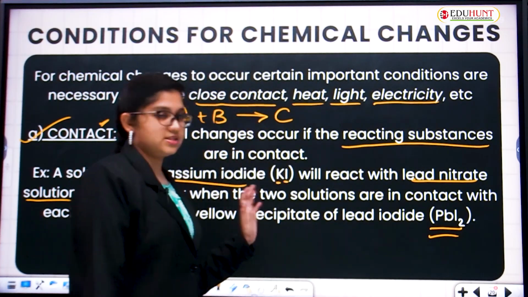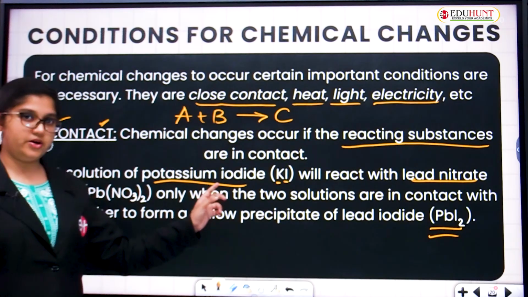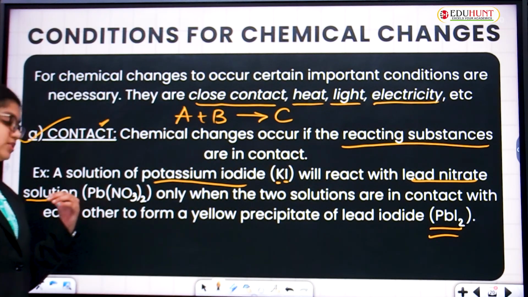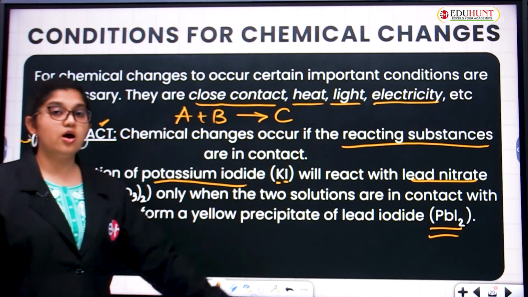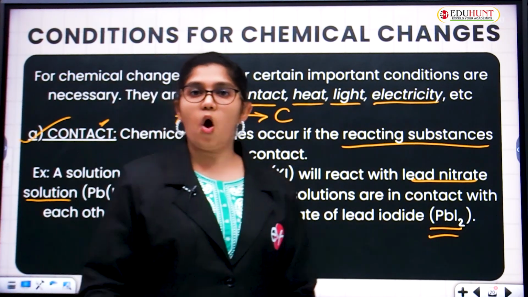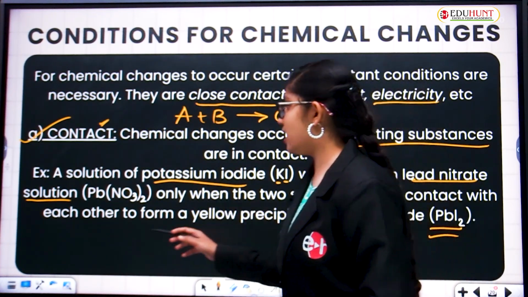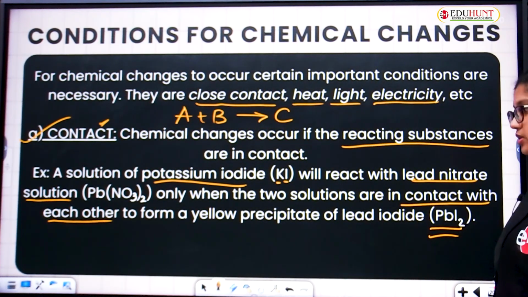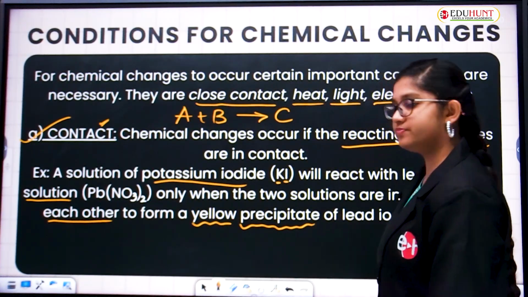Let's continue. A solution of potassium iodide, KI, will react with lead nitrate solution, Pb(NO3)2, only when the two solutions are in contact with each other. Only when one is mixed with the other, in close contact, does the reaction take place, to form a yellow precipitate.